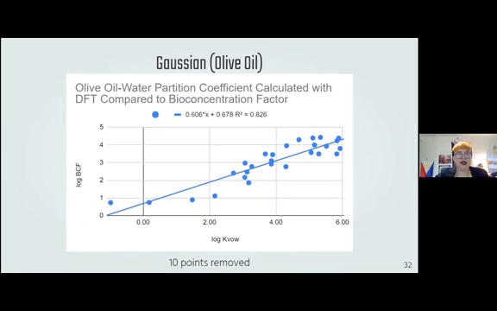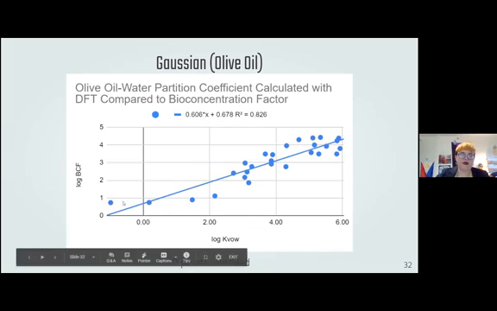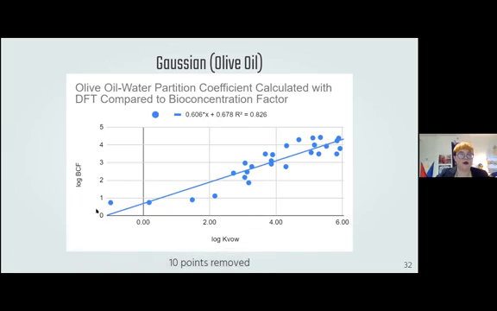And then lastly, the Kvow, so a reminder, the octanol, or rather olive oil water partition coefficient compared to BCF using Gaussian. 10 points were removed as outliers for this one. And the R squared value is 0.826. I want to note that this one has one value of the Kvow below 0, which is interesting, and it's the only one that has that. And a lot of the lower data points were removed here.